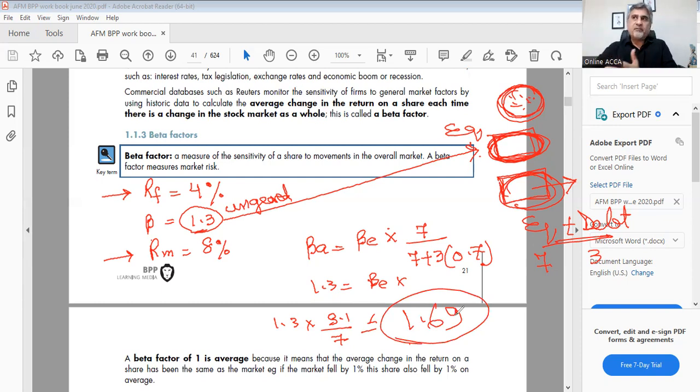Because when I went to the market, my project and the market project could be different. My project is equity finance, your project is debt finance. So I cannot use the market beta, I need to convert it. Are we clear?